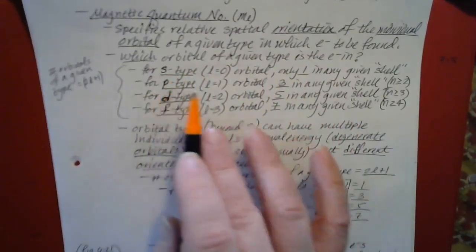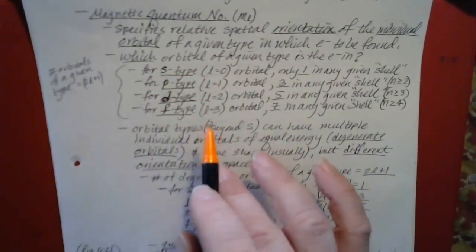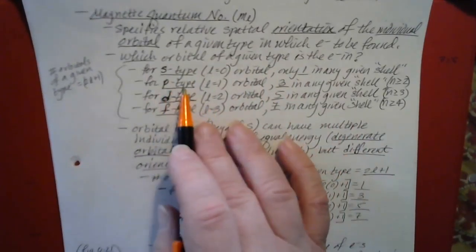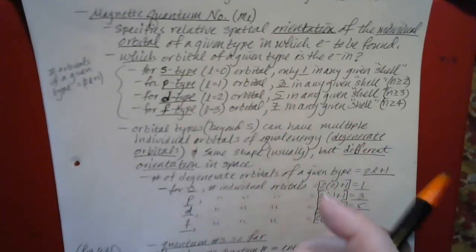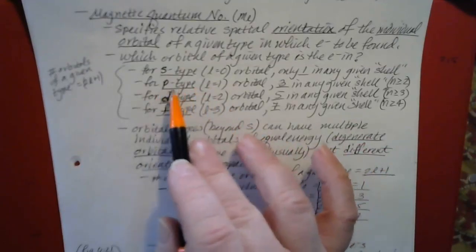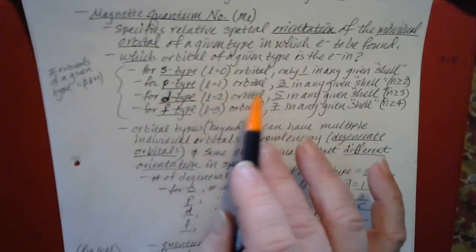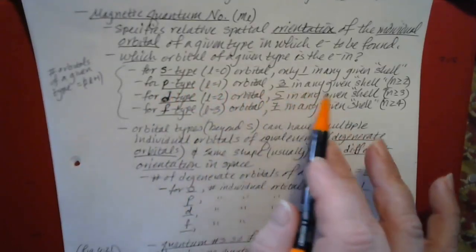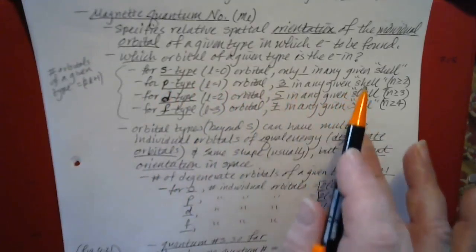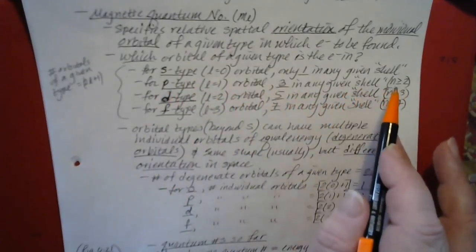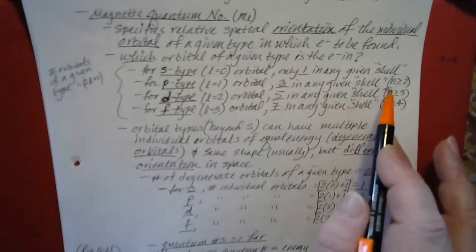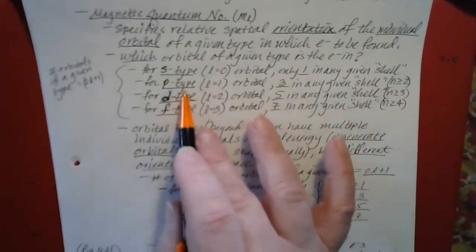For the P type, though, as we saw from figure 6.21, the shape of it allows you to orient it 3 different ways in space. And so for the p-type orbitals, or L equals 1, there are 3 of those in any given energy level that has them. But remember, only energy levels starting with n equals 2 have that type of orbital.